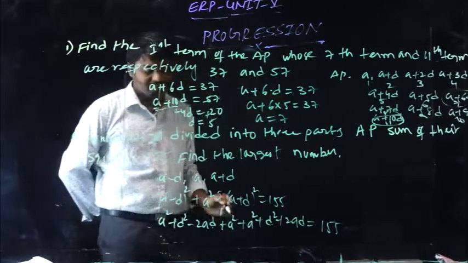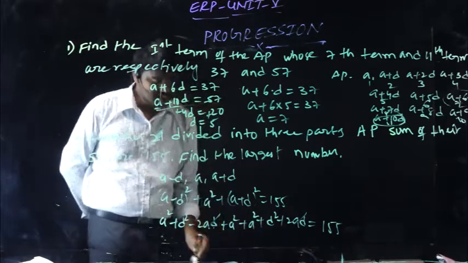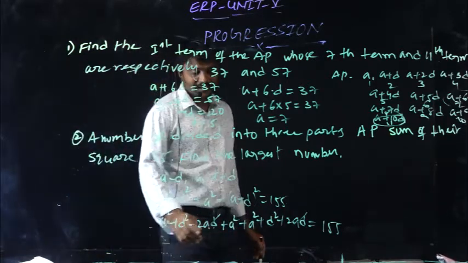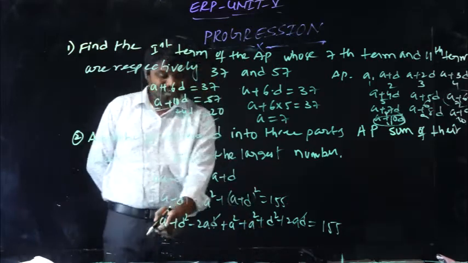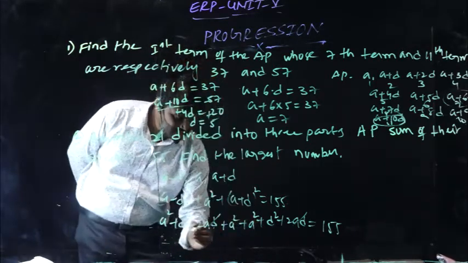That means minus 2ad plus 2ad cancels. So here a square, a square, a square: 3a square.